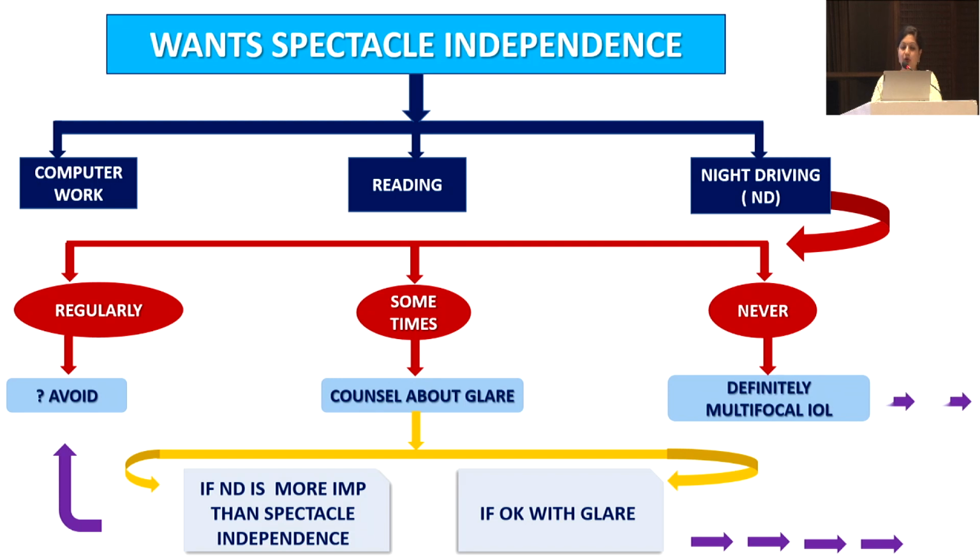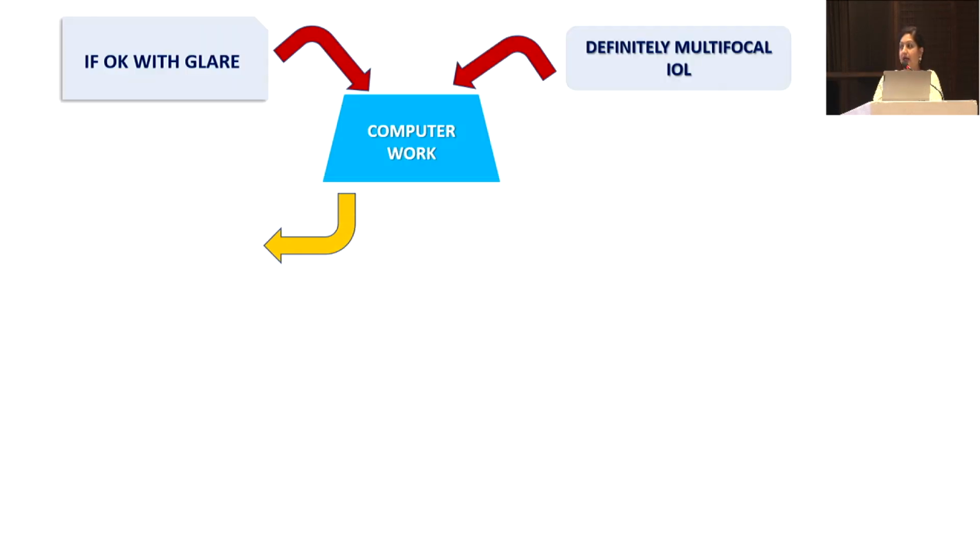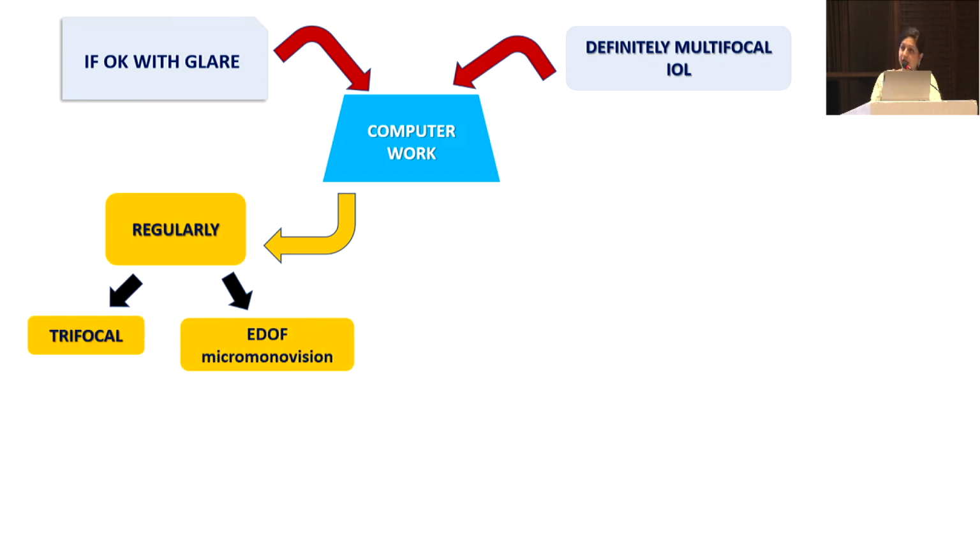So if he's okay with the glare and halos, then the next question you ask is how much intermediate vision the patient is doing. So here, for example, we have taken it as computer work or a desktop. If he's going to do it regularly, then definitely you have to address it.